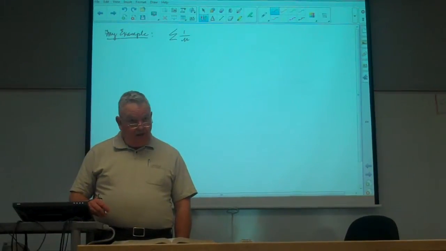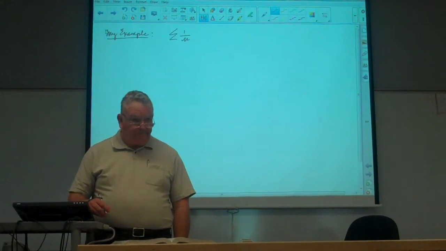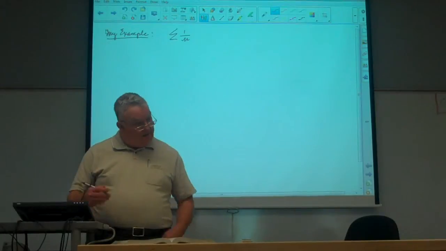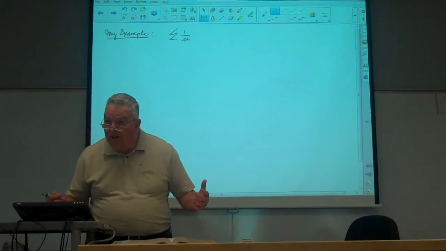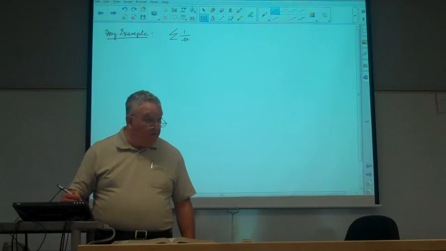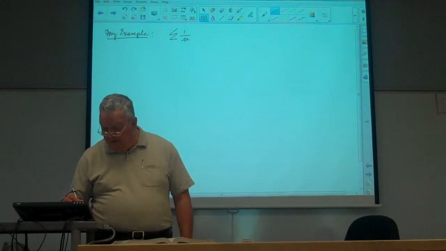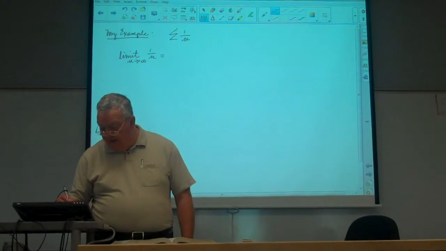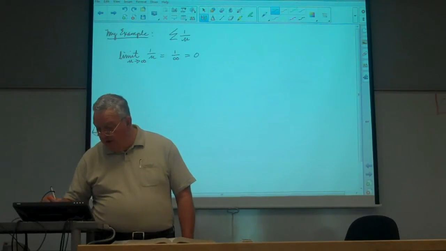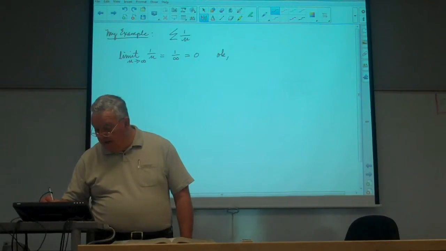What's step 0? Step 0, come on. See if it's equal to 0. See if the limit is equal to 0, right? Everybody agree? So I'm going to say the limit as n approaches infinity of 1 over n is equal to 1 over infinity, which is 0, and that's okay.